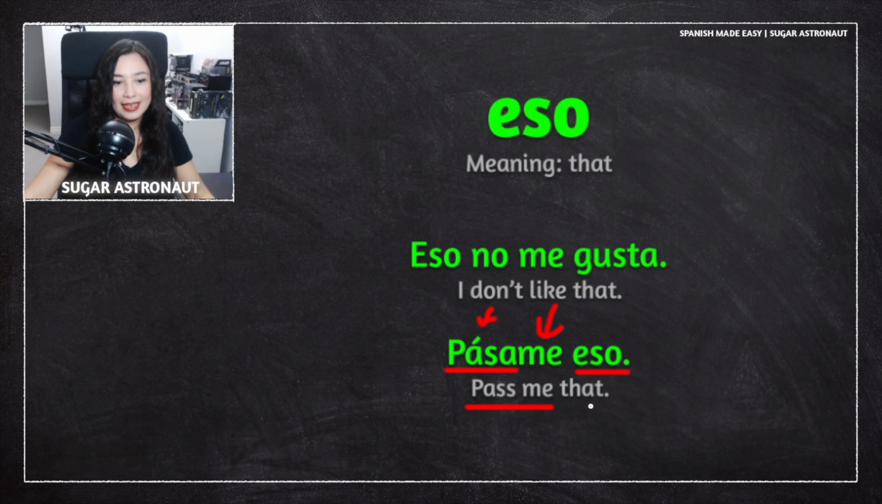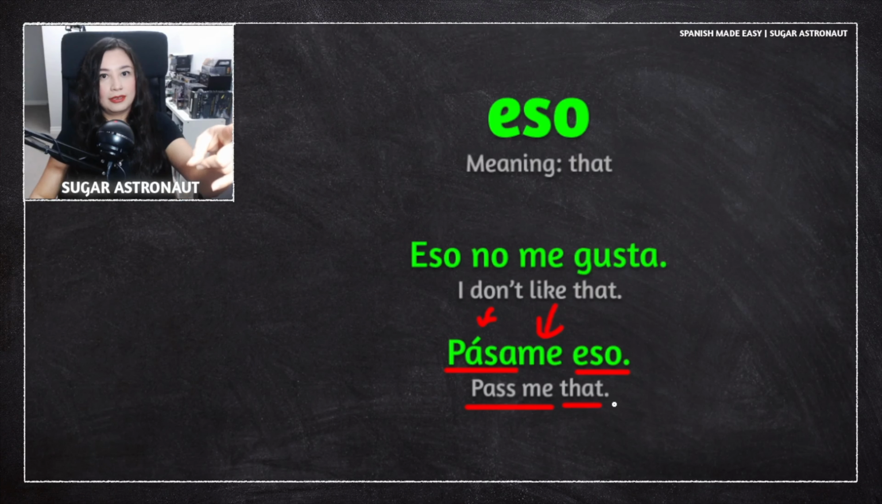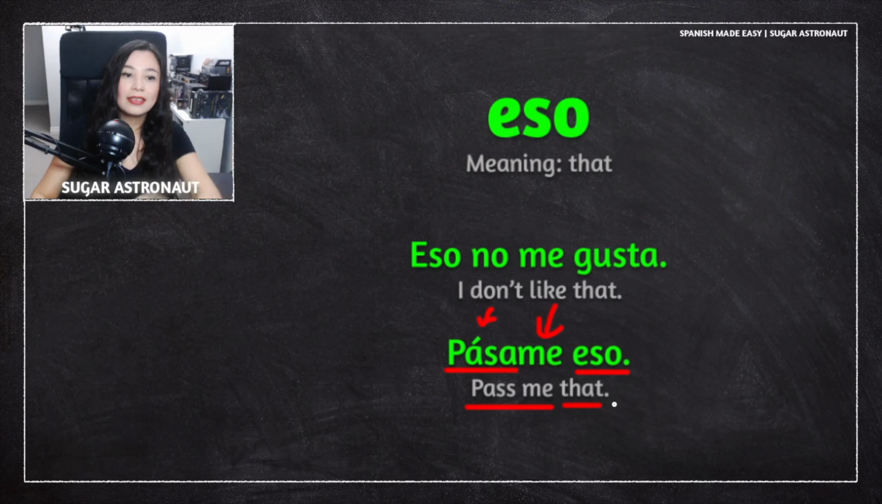Eso, you know what eso means? Eso means that, okay? So this is like the most basic use of eso. You can use it by itself if you want to point out something. Pass me that, pásame eso, or just eso, okay? Eso, that, or you can use it just as part of a sentence, right? You can add more to eso, and it can have verbs, nouns, pronouns, and so on.